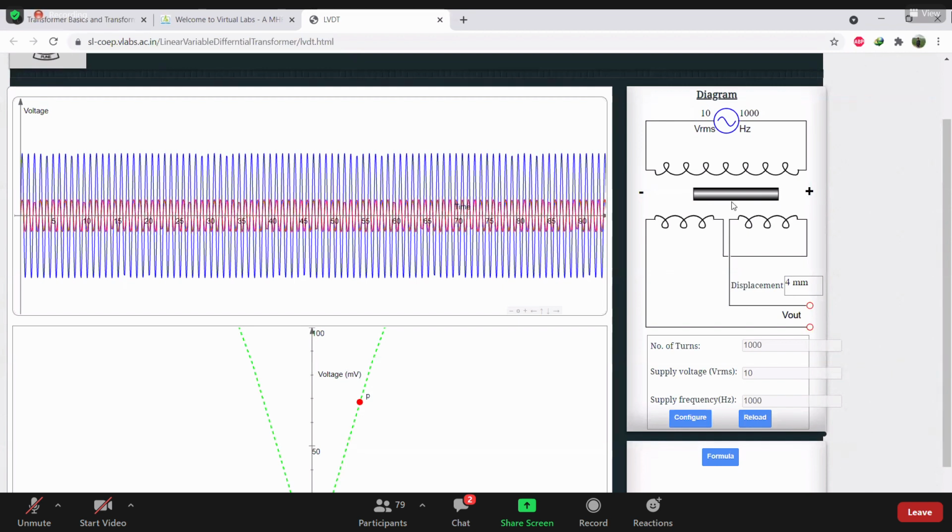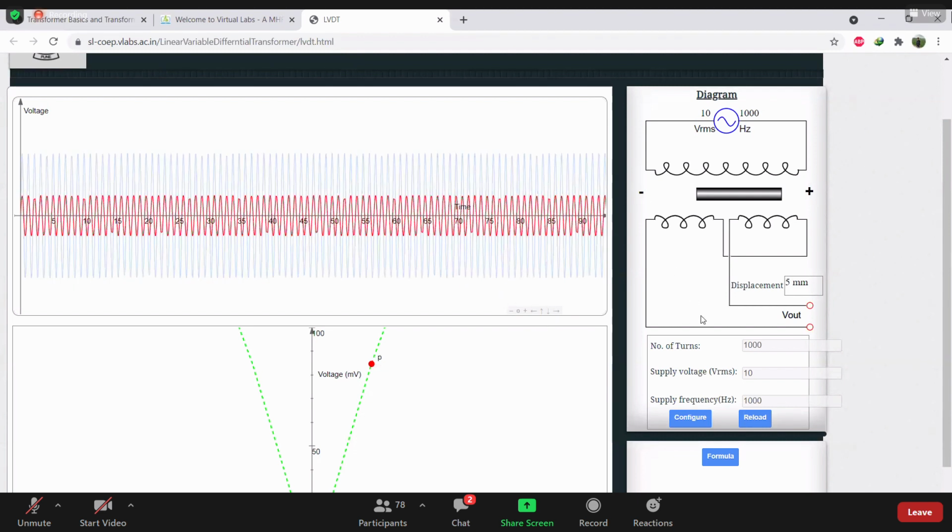If we move the armature to the positive terminal, it will show the graph in sync, sir.